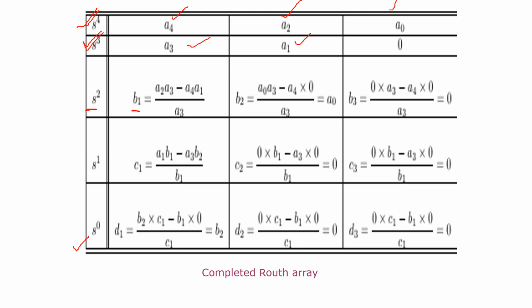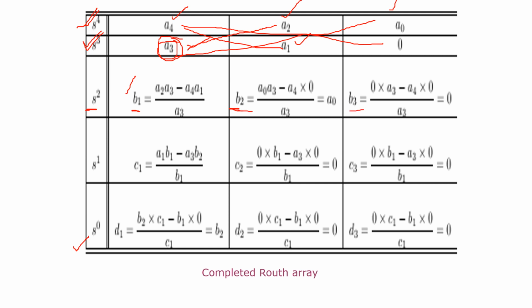Suppose consider the first element in the s square row is B1. This B1 is obtained by (A3 into A2 minus A4 into A1) by A3. Then we are going to get the first element. Similarly, consider B2 is the second element. That element is obtained by (A3 into A0 minus A4 into 0) by A3. Then we are going to get B2. Similarly, we are going to get B3.